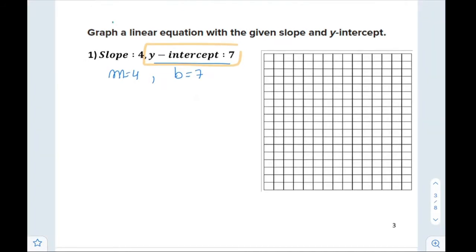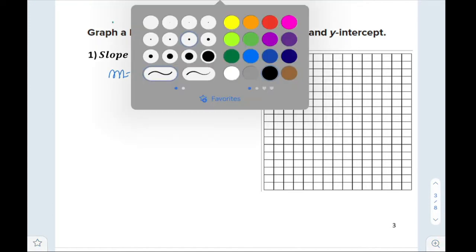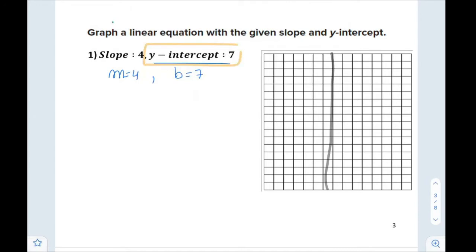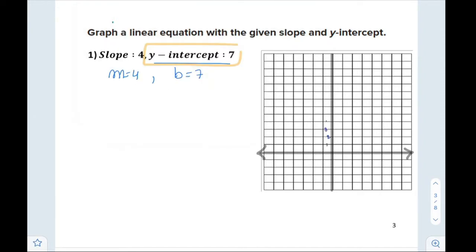And let's here mark our axis, coordinate plane. This is my y-axis and this is my x-axis. Now y-intercept is 7 means I will go to 7 first. 1, 2, 3, 4, 5, 6, 7. And this is my starting point, y-intercept.